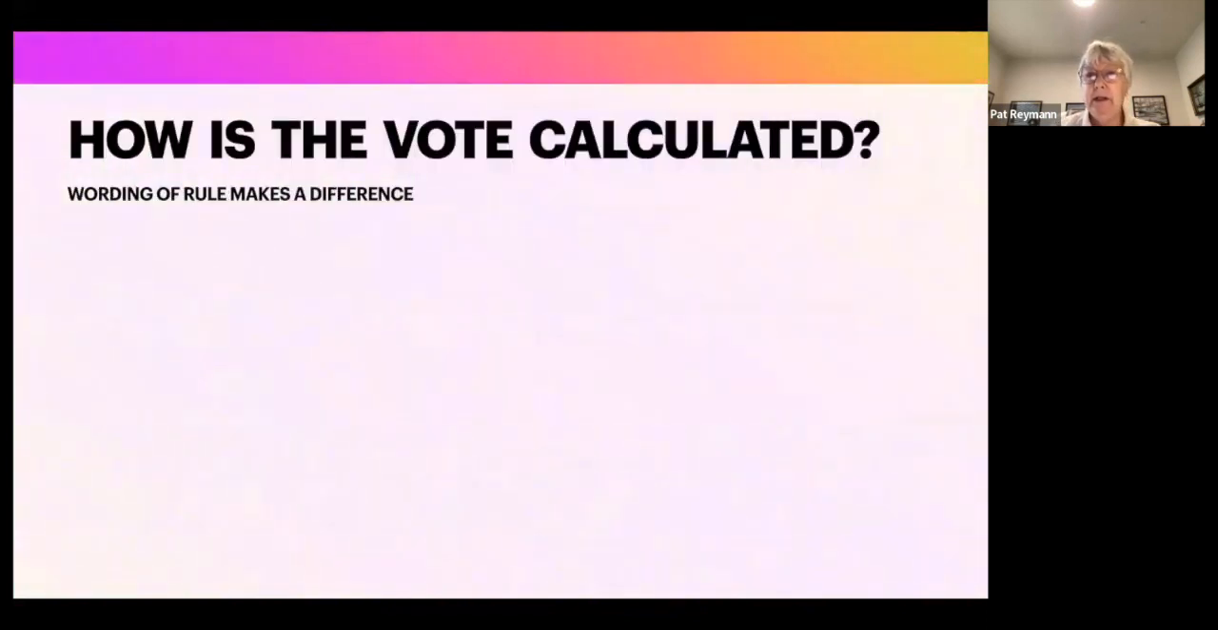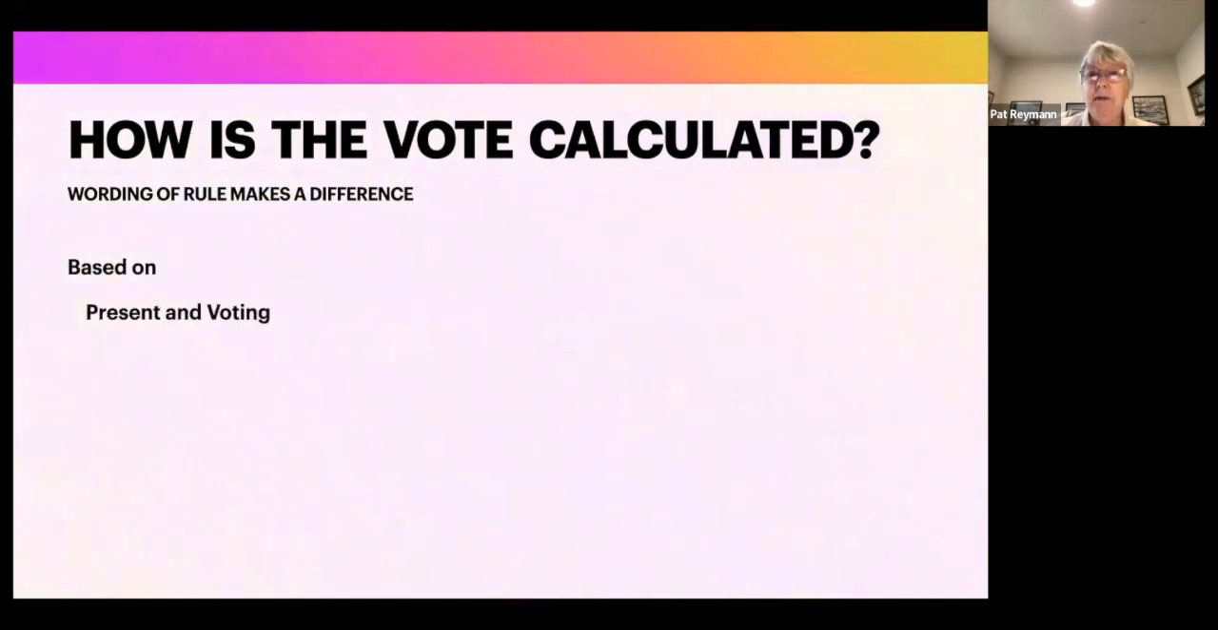So how do you calculate the vote? The wording of whatever rule you're looking at makes a huge difference sometimes on how you calculate the vote. Now, I don't mean just how you count it, but how you figure out if you've got a majority or two-thirds or what have you.